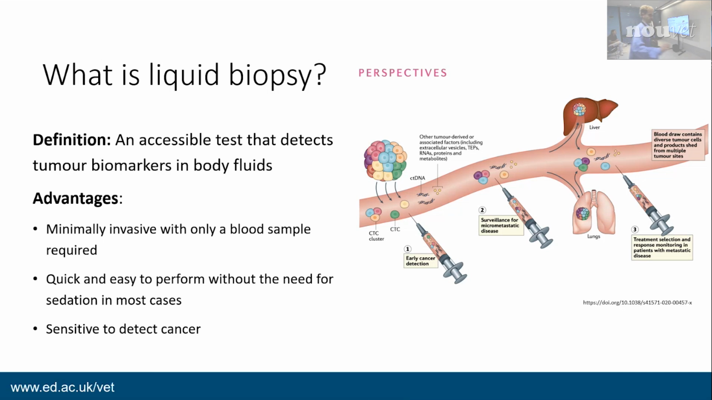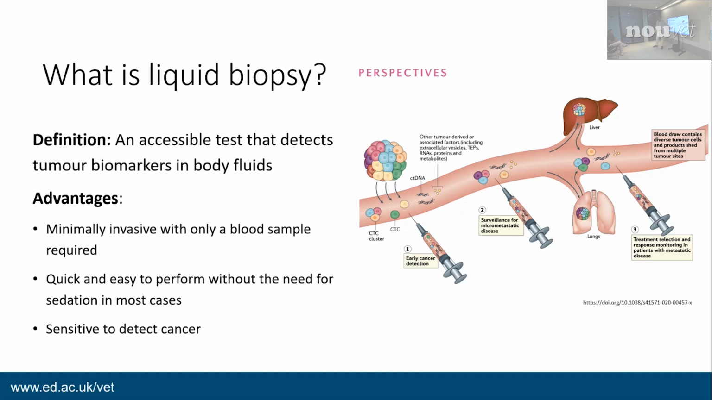But it wasn't really used in human medicine until the early 2000s, when they first found that you can identify mutations in the circulation of patients. The advantage of liquid biopsy is that it's minimally invasive, so you don't need any invasive procedure. What you take is blood, or an effusion, for example. It's quick and easy to perform, and it's very sensitive to detect cancer, depending on the technique that you use.